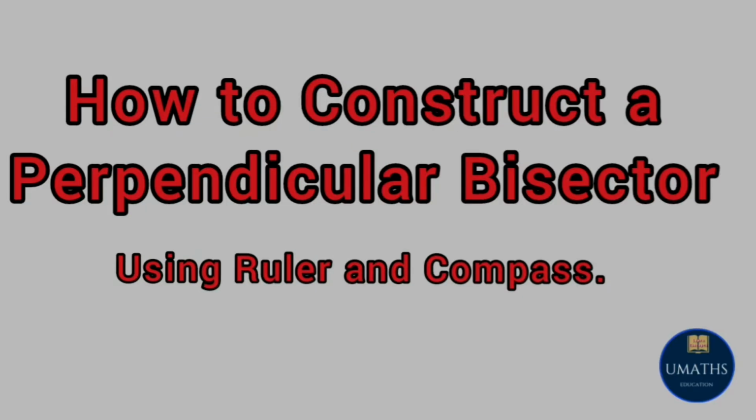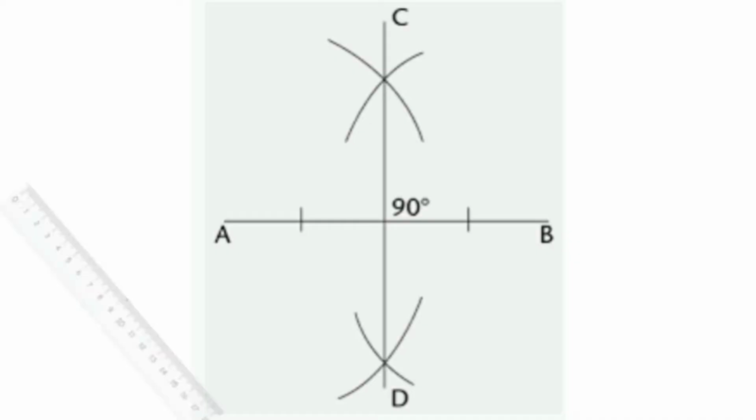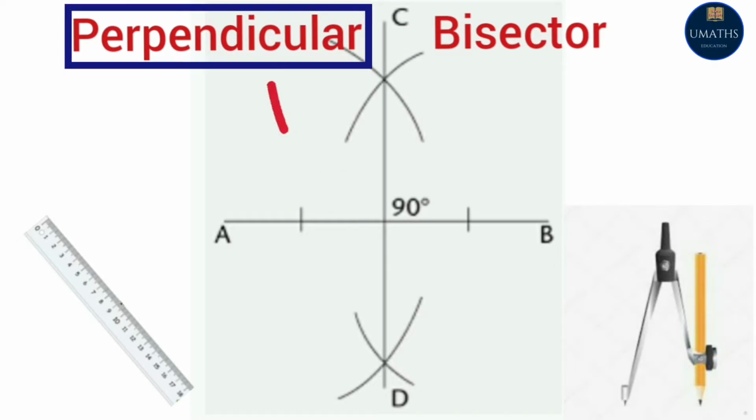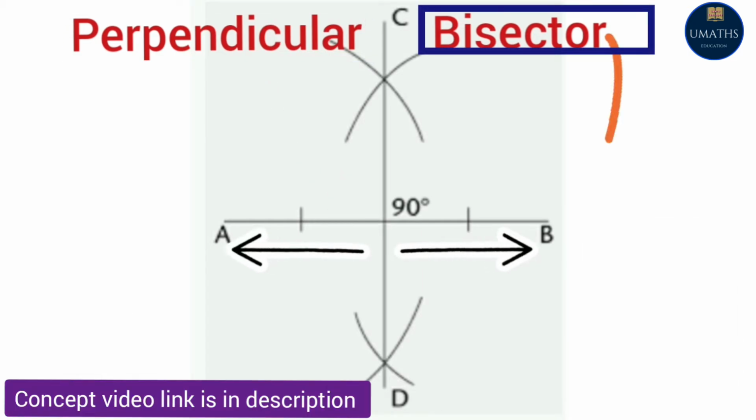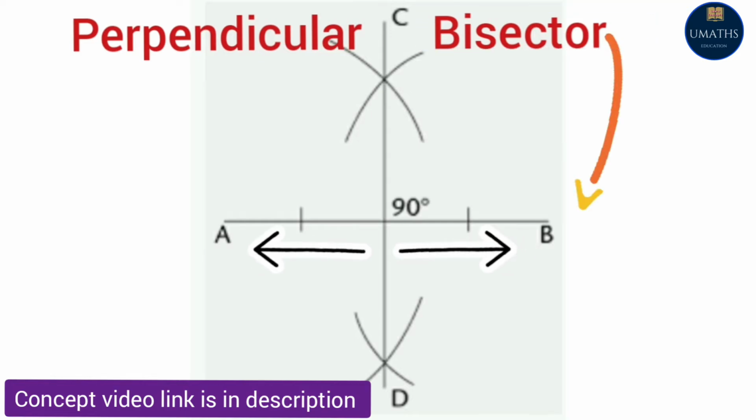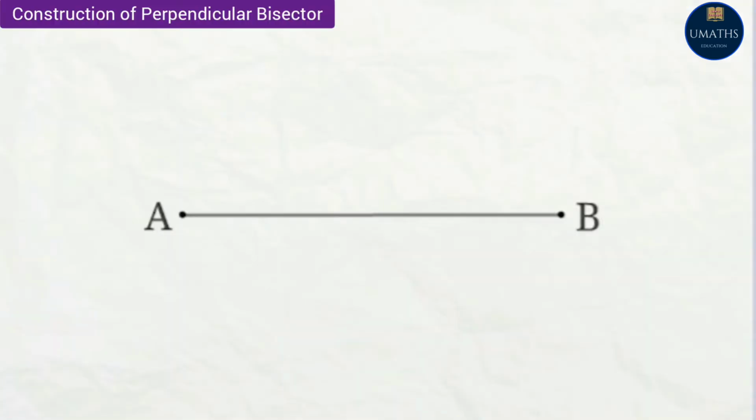Hello students, today let us learn how to construct a perpendicular bisector using ruler and compass. Remember that perpendicular means it will form a 90-degree angle, and the line being equally divided into two equal parts is bisector. We learned this concept in the last video, right?